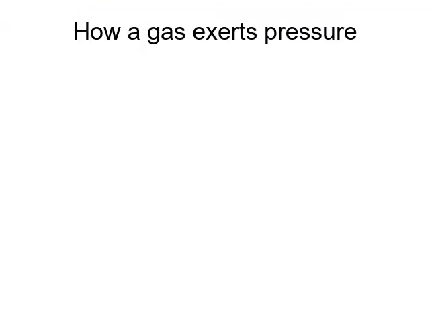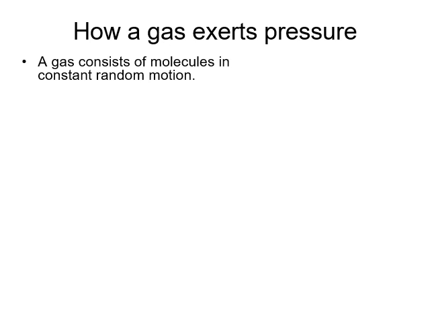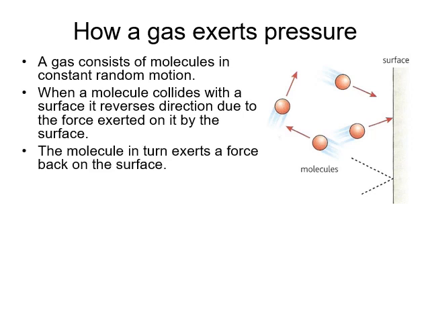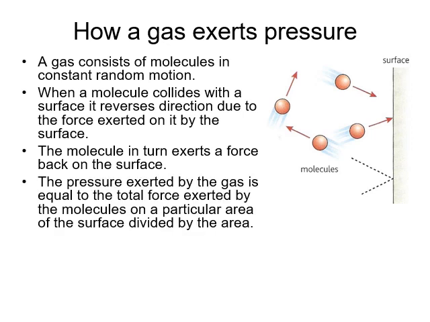So the next thing we're going to look at is how gases exert pressure, which we touched on briefly when we looked at the difference between air pressure on top of Mount Everest compared to at sea level. A gas consists of molecules in random constant motion. When a molecule collides with a surface, it reverses direction due to the force exerted on it by the surface, or the inside of the container if it's a container holding the gas. The molecule in turn exerts a force back on the surface. The force that's being exerted back on the surface is what we experience as pressure. So the pressure exerted by the gas is equal to the total force exerted by the molecules on a particular area of the surface divided by that area.